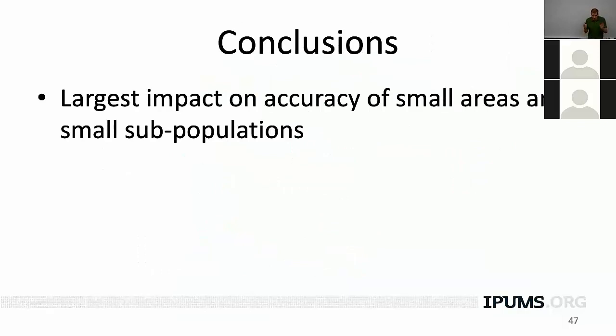I wanted to get through mine so I can give Quentin enough time to do his thing. So again, the conclusion to take from this, I think, is that the largest impact is going to be on the accuracy of small areas and small subpopulations, and that might be what census wants to do.